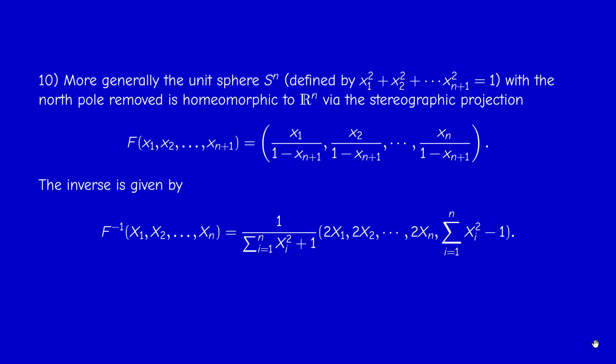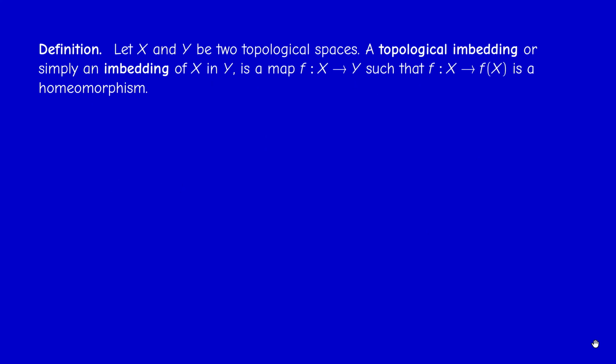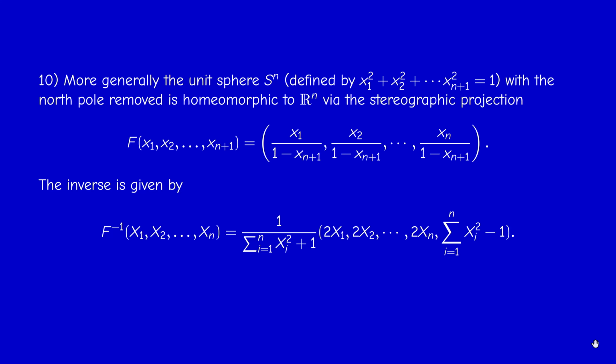Okay, so here again, we have a homeomorphism between the n-dimensional sphere with a point removed and the whole space Rn. Okay, so this concludes this lengthy list, but it's really fundamental. So all these examples should be known.